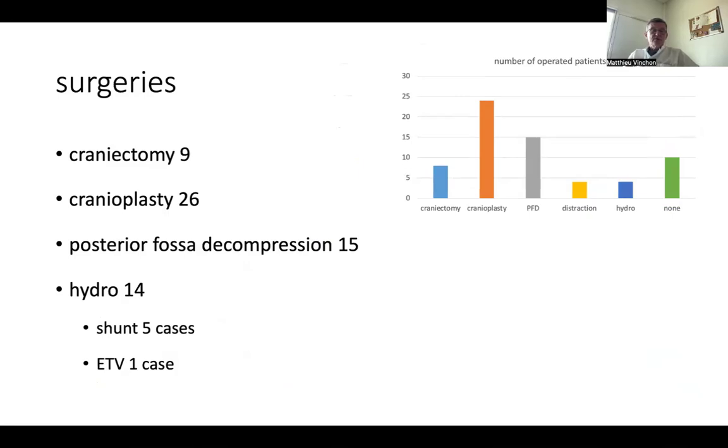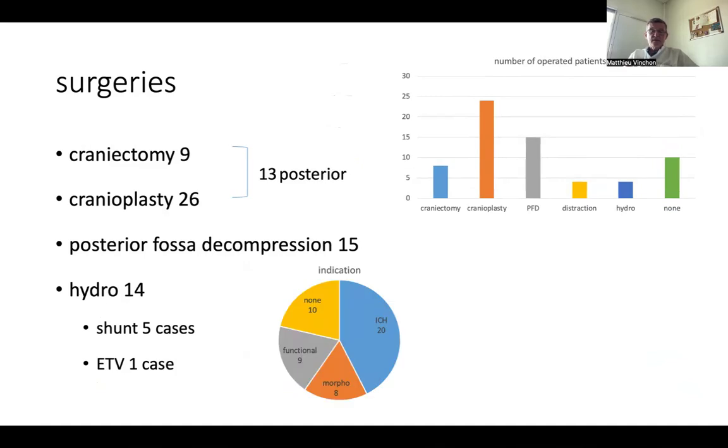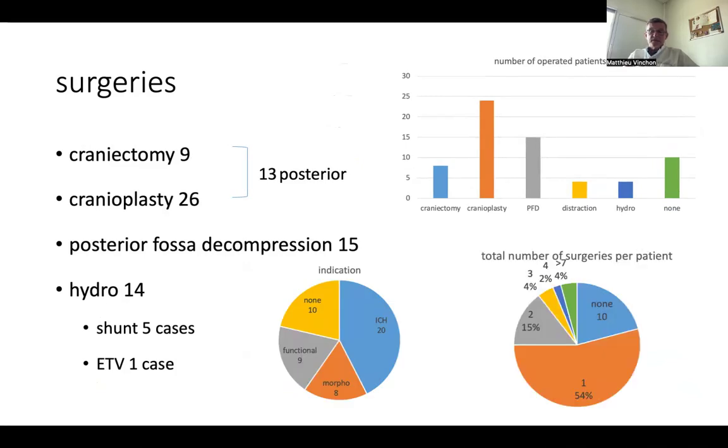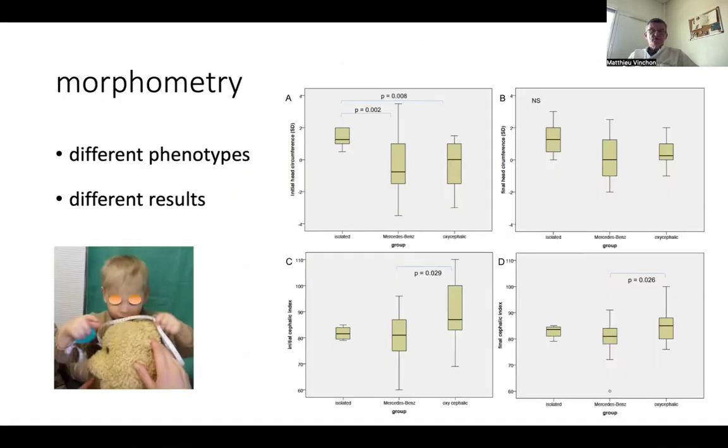So surgeries were craniectomy in 9 cases, cranioplasty in 26, and posterior fossa decompression in 15. And 14 of them had hydrocephalus, requiring shunting in 5 cases. So we note that a little more than 1 in 2 had only one surgery, but many children had 2 or more surgeries, and some of them were not operated at all. As for the result on the morphometry, we note that it depends on the anatomic conditions.